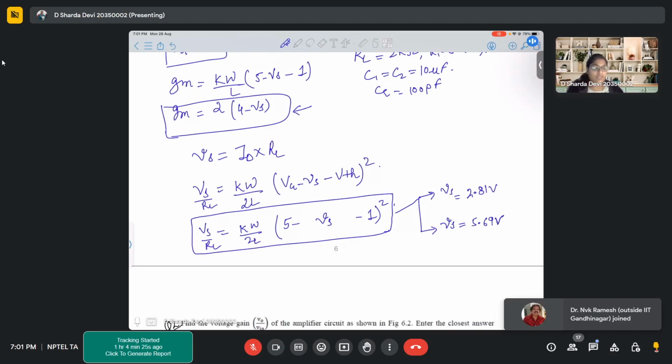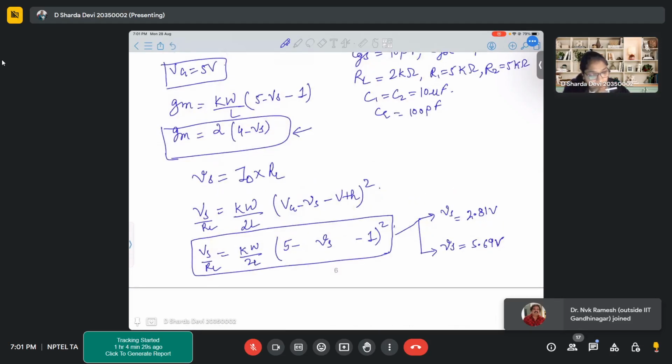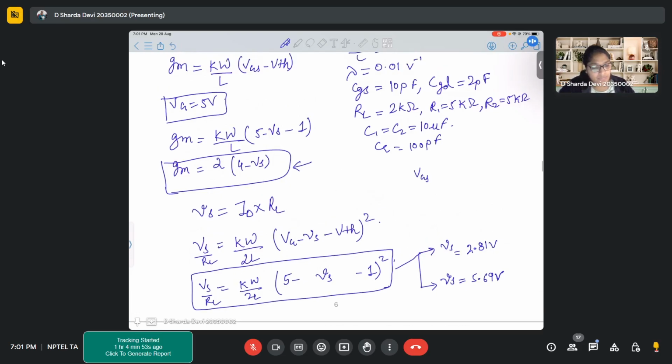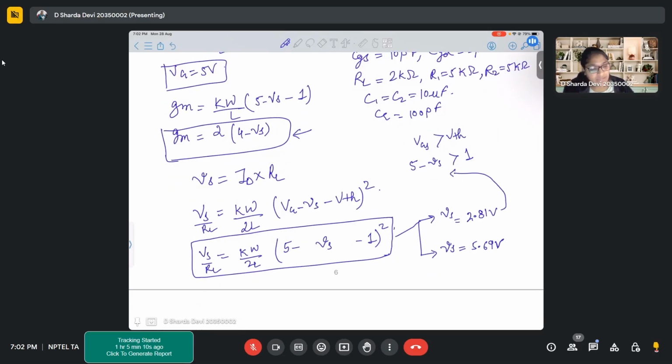Now out of these two, which VS is correct? How to check which value is correct? First one is correct, right? We have to check whether the MOSFET is in saturation with either of them. So the very basic idea that we have is that for an NMOS, your VGS should be greater than VTH, right? Now your VGS, 5 volts minus VS, should be greater than VTH, which is 1 volt, right? If you substitute this value, you'll get a value greater than 1. What about this value? If you substitute this, will you get a value greater than 1? No, right? So it is incorrect. So the value of VS is actually 2.81.